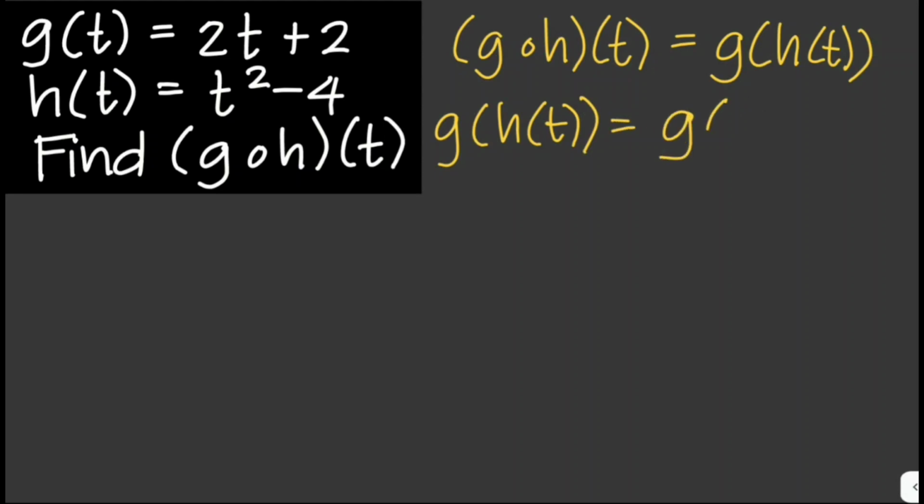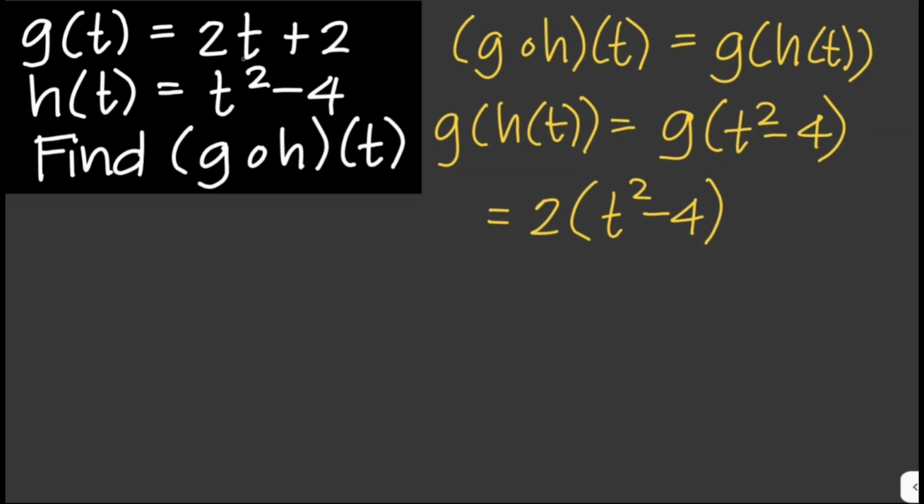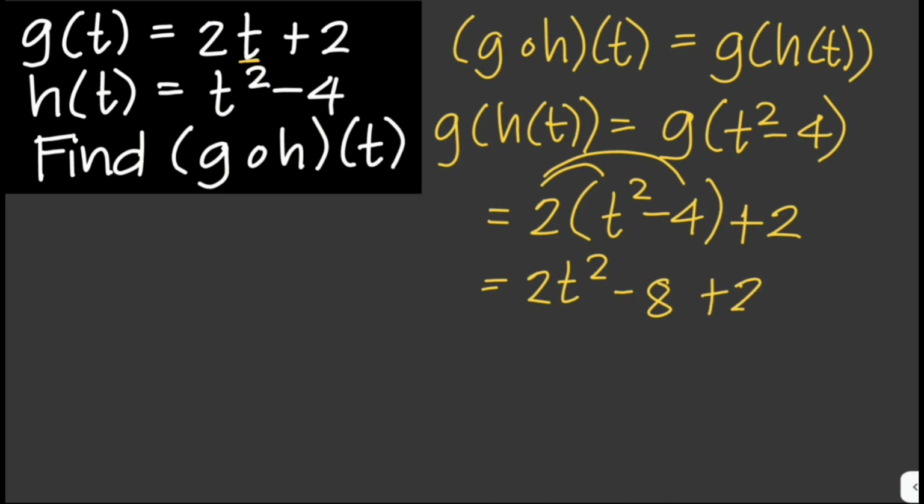This is just g of t squared minus 4. So 2 times t squared minus 4. We replace t with t squared minus 4 plus 2. Then we distribute 2 to t squared minus 4. So this would be 2t squared minus 8 plus 2. This is just 2t squared minus 6. So this is our g of h of t.